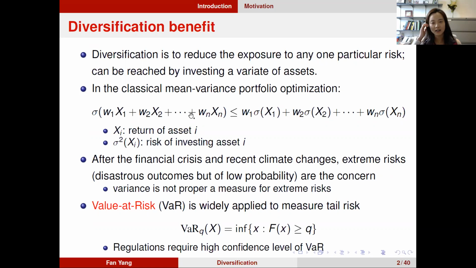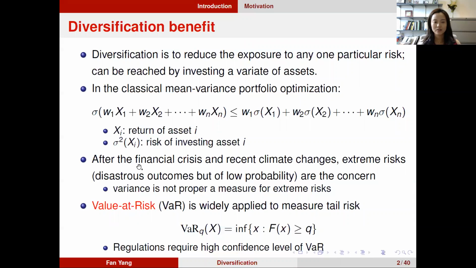Only when all the assets are perfectly correlated does the equality hold. That's why in the classical setting, people always think that investing in a portfolio reduces your risk, so it's a good thing to do rather than investing in a single asset. But that's in the classical setting.